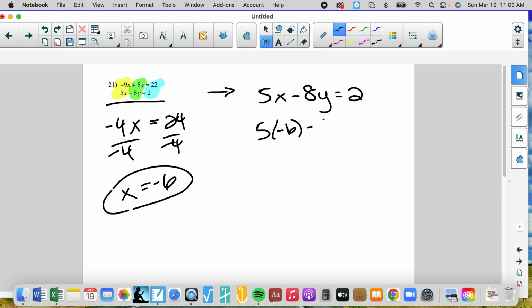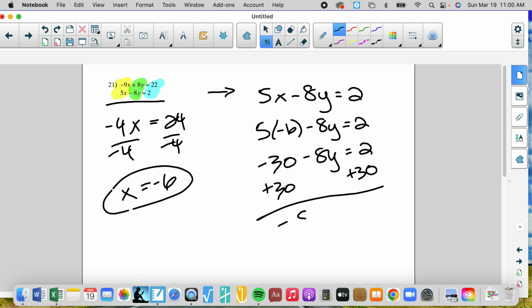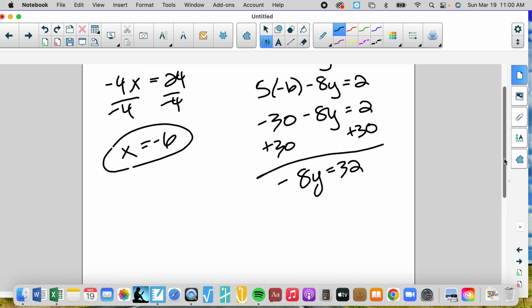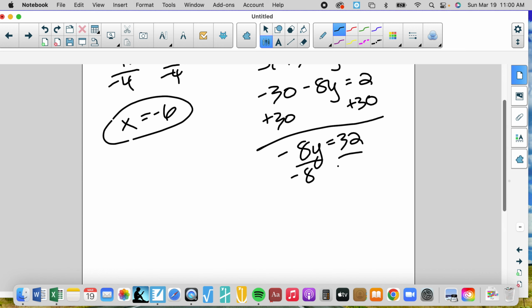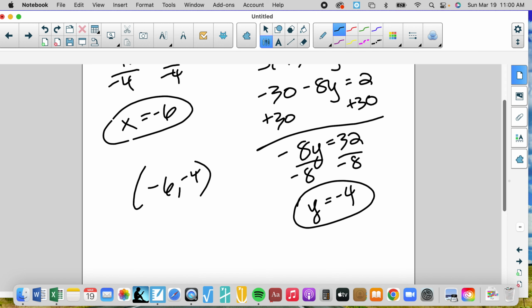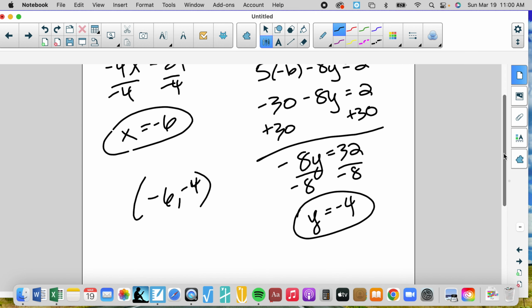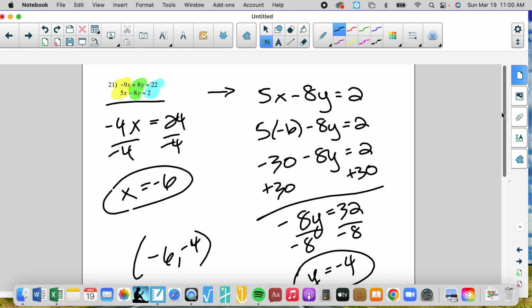5 times -6 minus 8y equals 2. That's -30. Minus 8y equals 2. Add 30. -8y equals 32. Yes, I know many of you saw that was -4. But let's show the work. Show it. So if even the teacher makes a mistake, he can go back and look at his work. That's why I'm able to catch my mistakes, because I have work to go back and refer to.